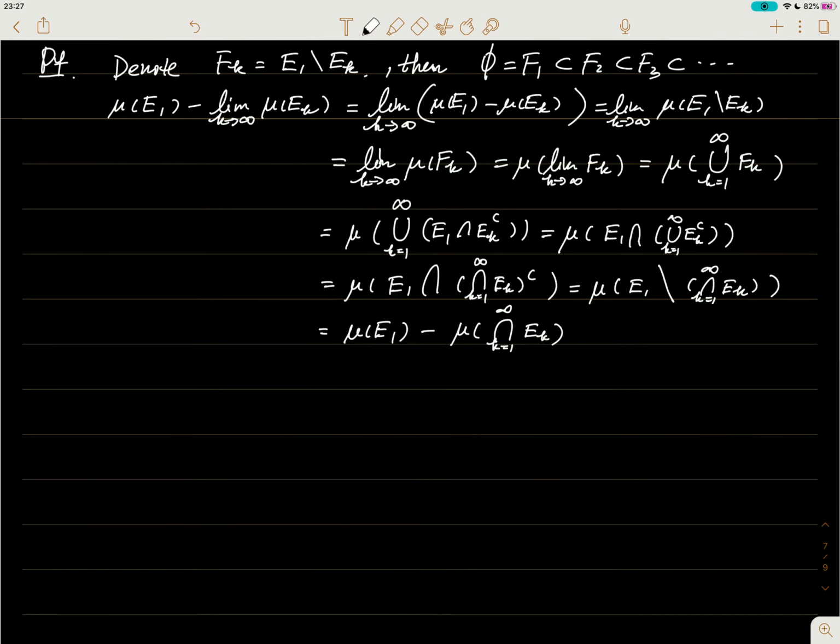Okay, and finally, this right-hand side is just the mu of the limit, because the sets are decreasing. So the intersection of them is just the limit. And now we can see that both sides have this mu of E1, so we can cancel this. And then what's left is just the limit of the mu is equal to the mu of the limit. Okay, so the limit of the mu of Ek is just equal to the mu of the limit of Ek.